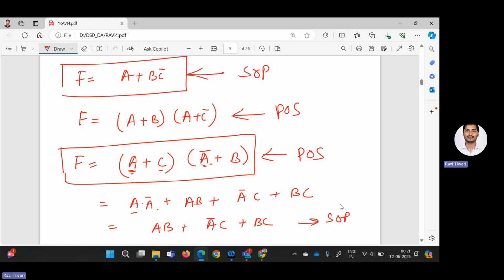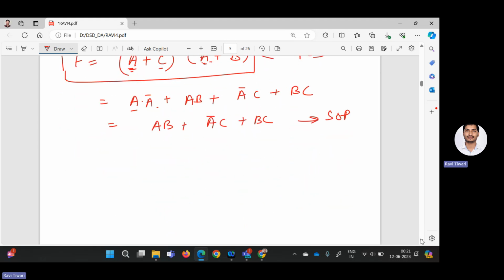So if the expression is in the SOP, you can find out the POS. If the expression is in the POS, you can find out the SOP. Min terms are associated with SOP. Max terms are associated with the POS. I hope the concept is clear.